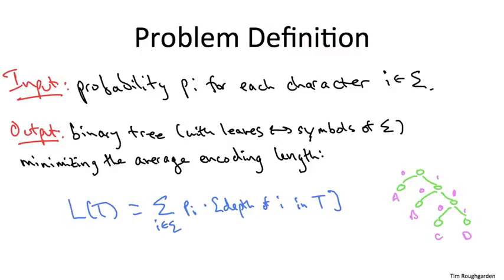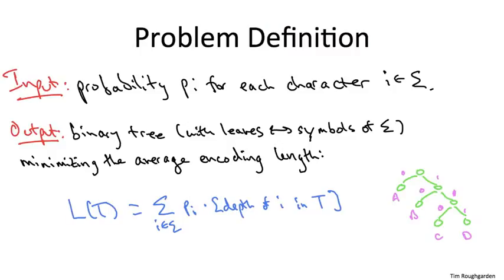So the code has to be binary, we have to use only zeros and ones. It has to be prefix-free, meaning for the encodings of any two characters, neither one can be a prefix of the other. That's to facilitate unambiguous decoding. And finally, the average number of bits needed to encode a character, where the average is with respect to the input frequencies, should be as small as possible.